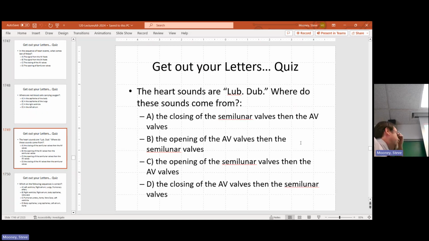So the heart sounds, lub-dub. Where do these sounds come from? A, the closing of the semilunar valves, then the AV valves. B, the opening of the AV valves, then the semilunar valves. C, the opening of the semilunar valves, then the AV valves. Or D, the closing of the AV valves, then the semilunar valves. D is our answer there.